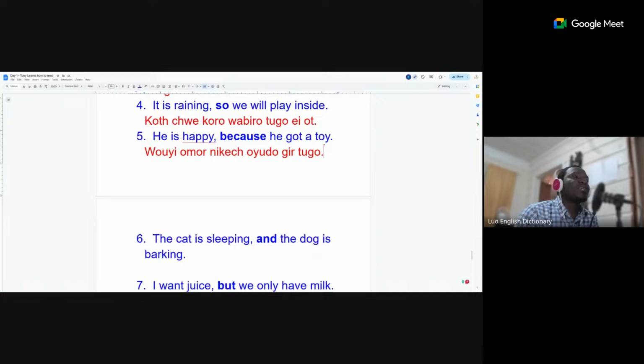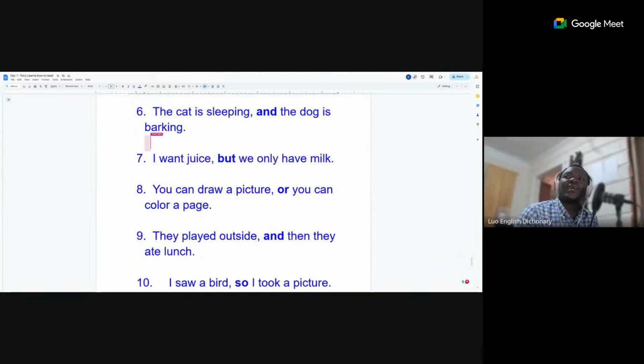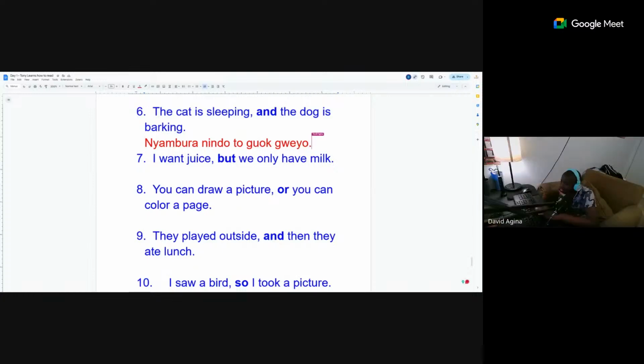Number 6: "The cat is sleeping and the dog is barking." Nyambura nindo to guok gueyo. Yes, that was correct. Nyambura nindo to guok gueyo. Can you say that? Nyambura nindo to guok gueyo. Again. Yes.